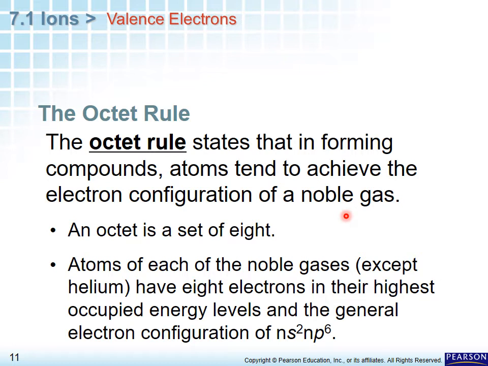So they can lose or they can gain electrons to complete the outermost shell and become noble gas configuration. So an octet is a set of 8. Remember, octa means 8, a set of 8. Atoms of each of the noble gases except helium have 8 electrons in their highest occupied energy level. And the general electronic configuration is ns2 np6, where n means the number of the shell and s means the subshell.